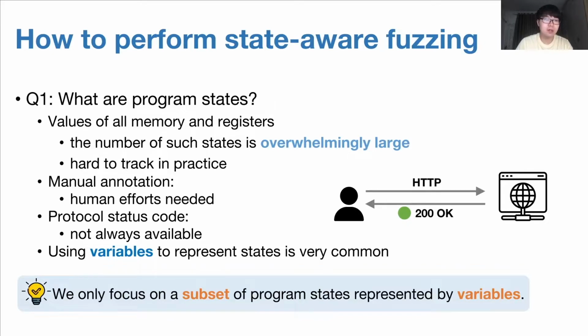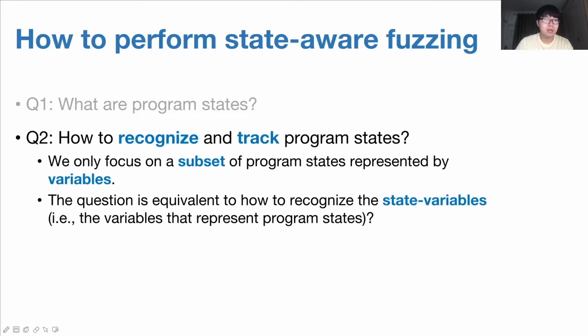We find it very common in programs to use variables to represent program states. So, we propose that we can focus only on a subset of program states represented by variables. As a result, the second question is equivalent to how to recognize the variables that represent program states. And we name these variables that represent program states as state variables.